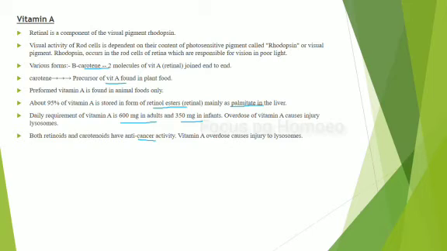Various forms are beta carotene, two molecules of vitamin A joined end to end. Carotene is the precursor of vitamin A found in plant food. Preformed vitamin A is found in animal food. 95% of vitamin A is stored in the form of retinol ester, mainly as palmitate in the liver. Its daily requirement is 600 micrograms in adults, 350 in infants. Both retinoids and carotenoids have anti-cancer activity, and its overdose causes injury to the lysosomes.